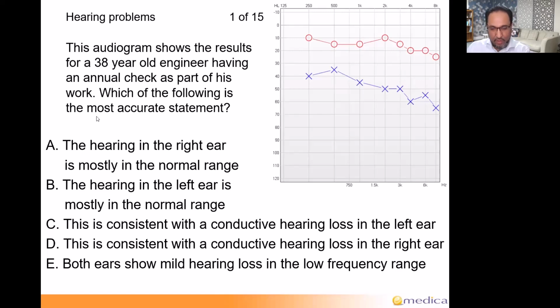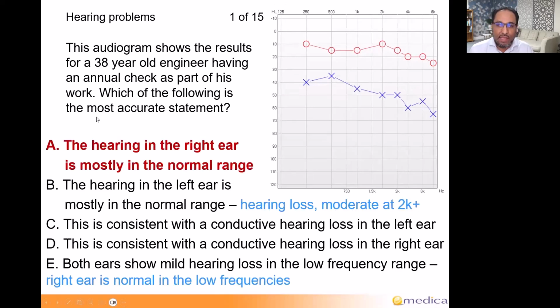Okay, so the correct answer is A. That hearing in the right ear is mostly in the normal range. Now, this is a bit of a strange audiogram because they haven't labeled the ears. That's because one of the things being tested, this one's presented to you in color, is whether you know the standard way that audiograms are presented.